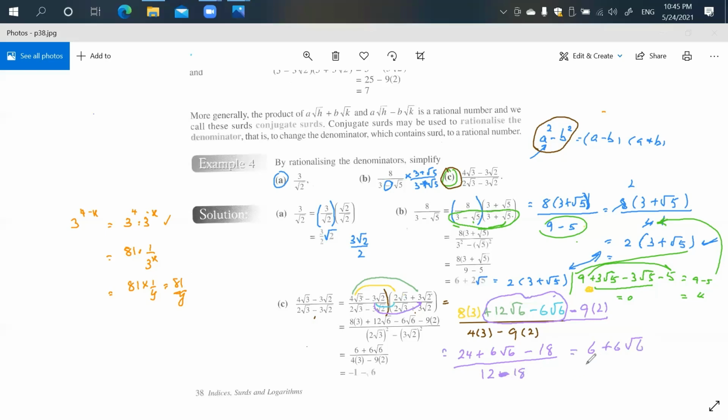Okay, so this one 12, take away this one 18, so negative 6. Now can simplify, right? So minus, this one plus, this one minus, so it becomes negative. 6 and 6 cut become 1. Plus and minus come out as minus. Cut becomes 1. 1 root 6, but 1 you don't need to write down. So that's the answer.